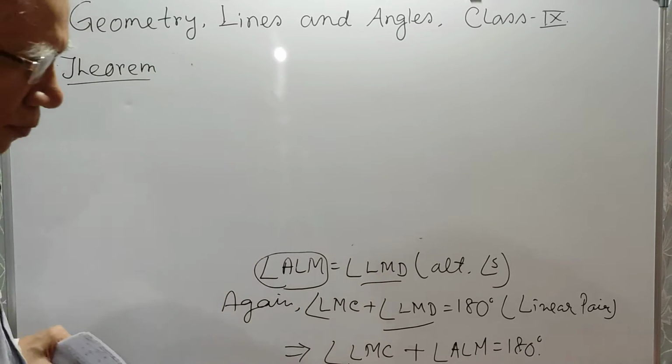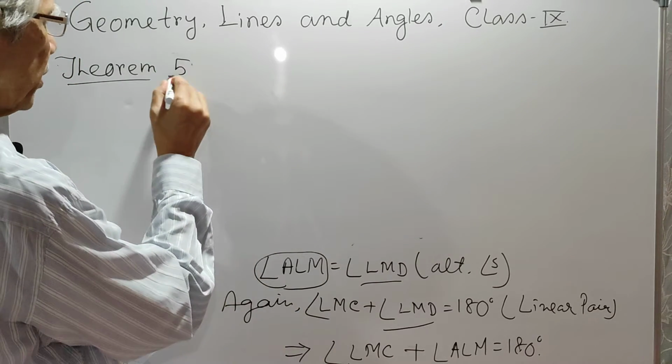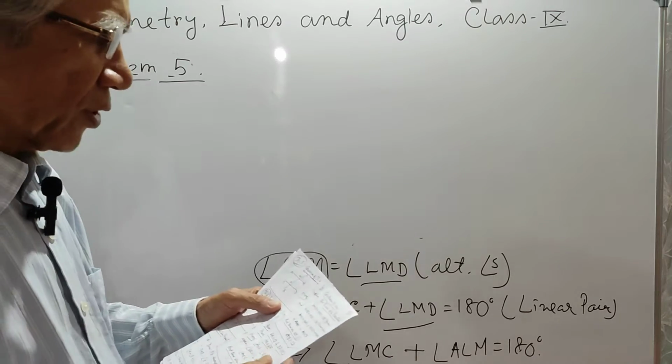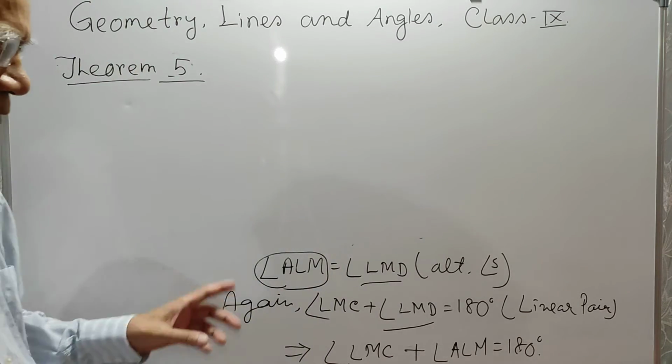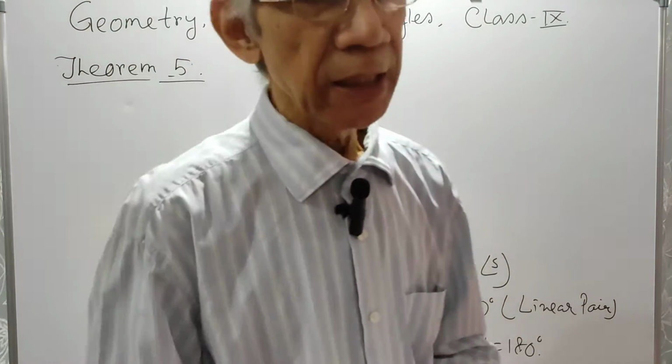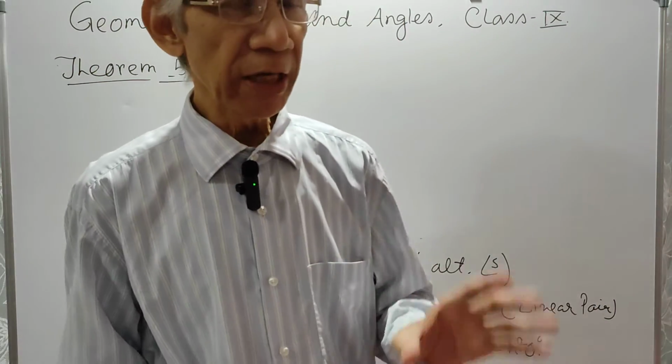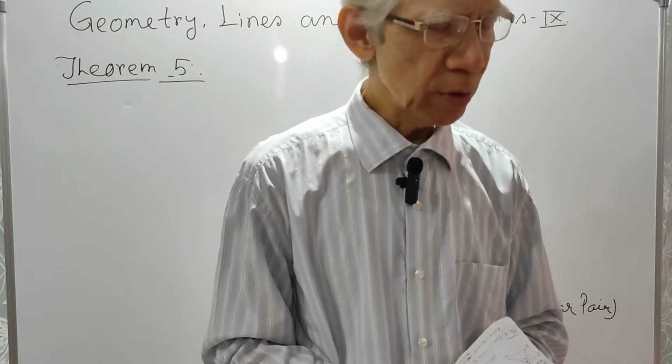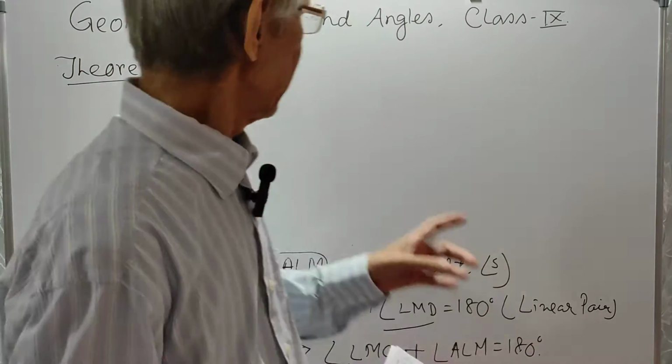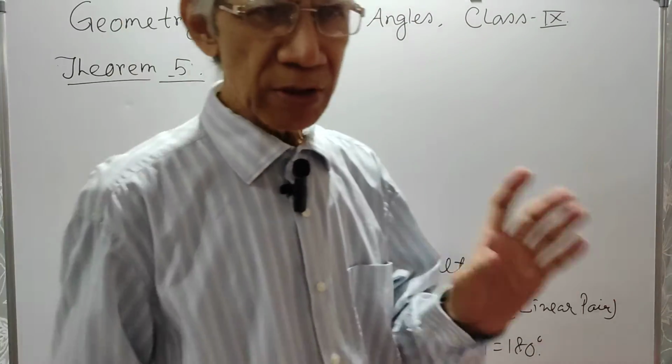Now theorem 5 is the converse of theorem 4. In theorem 4, what was given? Two parallel lines were given, and you had to prove co-interior angles are supplementary. Now in theorem 5, what is given?